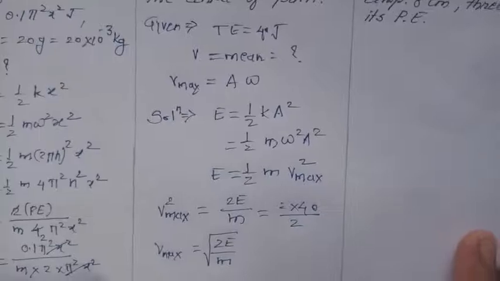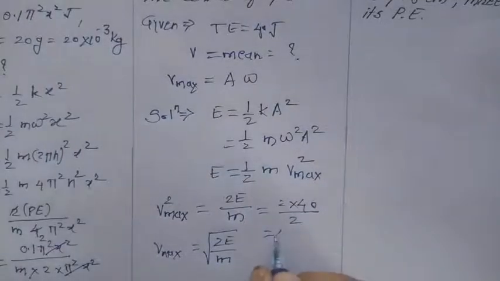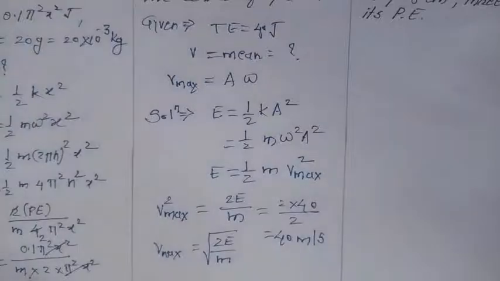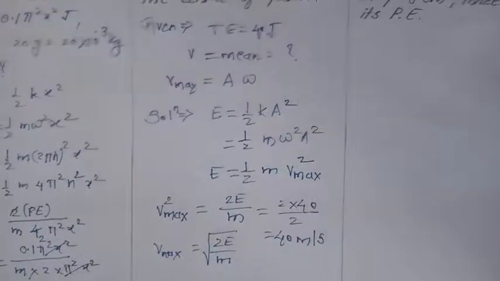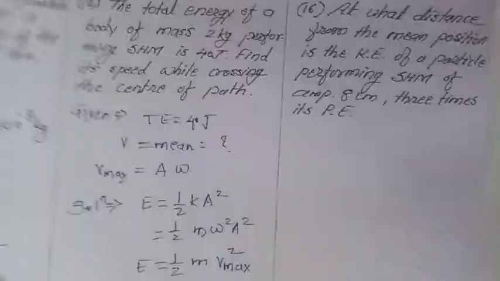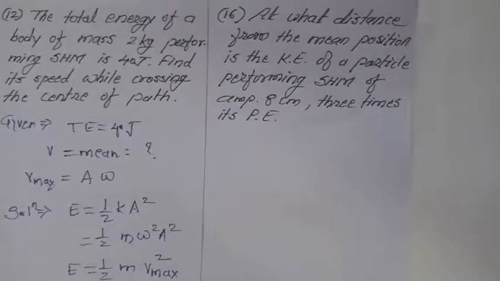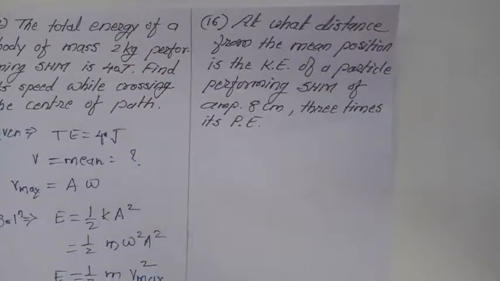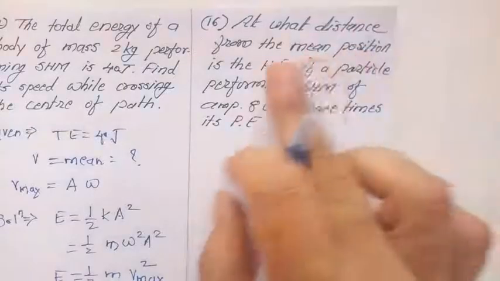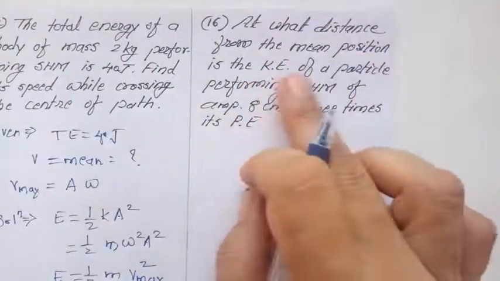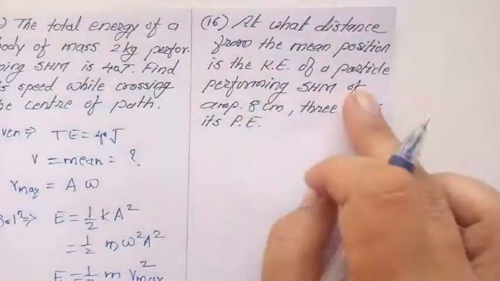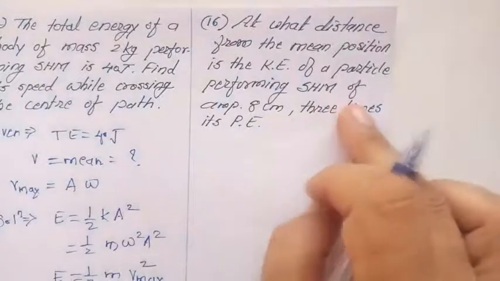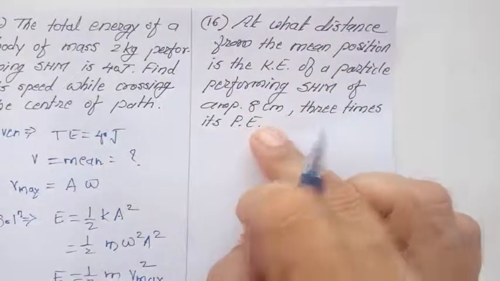So I get the answer 40 meter per second. The maximum velocity is 40 meter per second. Now again see the next one, the last problem, that is again on the energy. At what distance from the mean position is the kinetic energy of a particle performing SHM of amplitude 8 cm 3 times its potential energy.